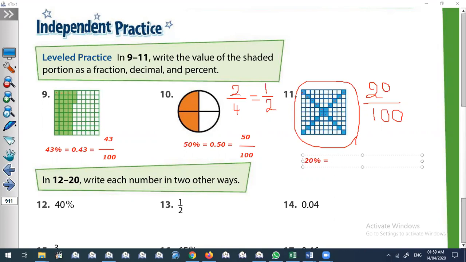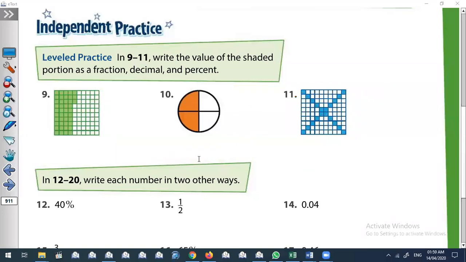What is the decimal or the fraction first? The decimal is like that, 0.20. What is the fraction of it? The fraction will be like that. Up will be 20. Down will be always 100. Right? The next exercise.